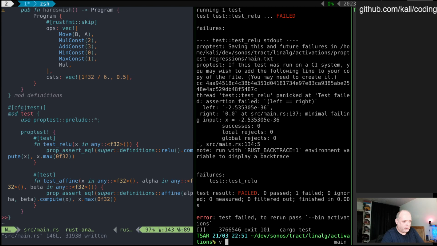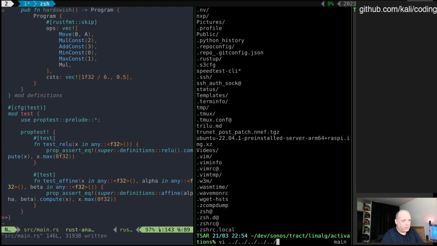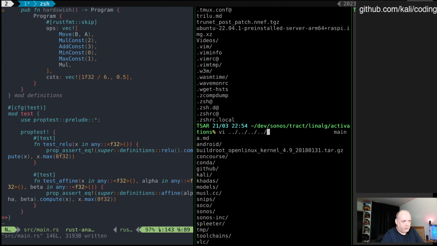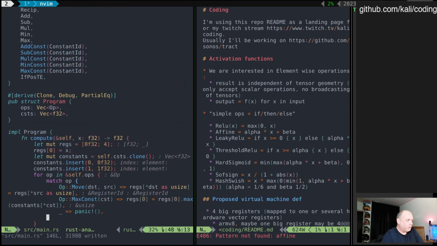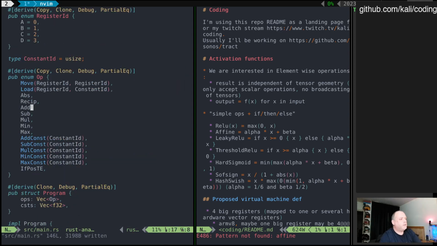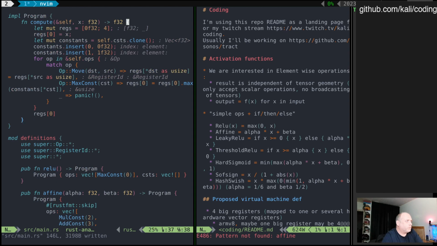I'm going to look at my notes from before. So where was it? Affine was in, that's way too high. It was in the coding readme. Affine definition is alpha x plus beta. Okay, so affine should be alpha x plus beta. So I need to code for affine. I need to implement mul const and add const. Mul const and add const. Let's do this.